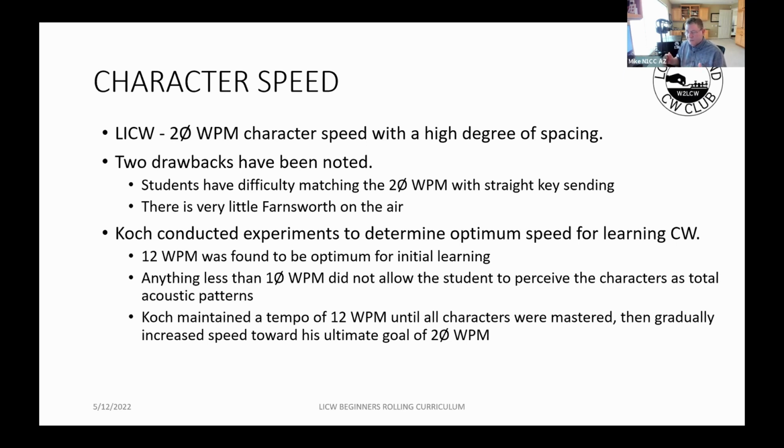Once his students were proficient at all the characters at 12 words a minute, then and only then did he start increasing the speed toward 20. And that seems a lot more consistent with our mantra of preparing students to get on the air. And so we have adopted Koch's recommendations and brought character speed down to 12 words a minute in our experimental beginners program.